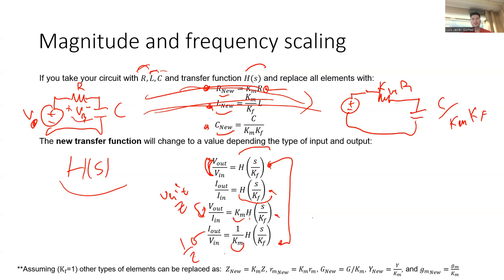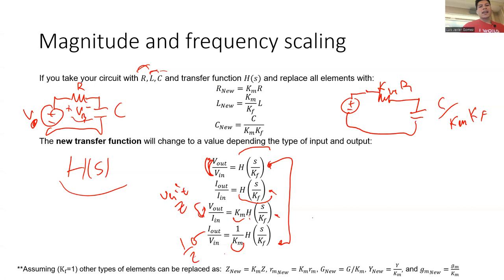There's actually a very easy way to remember this: you're magnitude scaling every impedance by Km and things that are one over impedance by one over Km. As a result, your output would be scaled by Km and one over Km respectively, if the units are impedance and one over impedance.